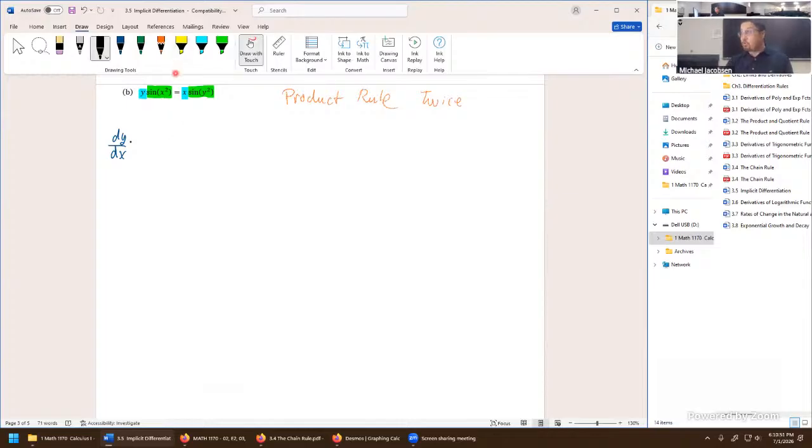Then we copy sine x squared. Go plus for product rule, copy the factor of y. We're not differentiating it, so no dy dx there. And next, differentiate sine x squared. But when we go to differentiate sine x squared, that's a chain rule that comes out of nowhere. So this is product rule twice, and chain rule.